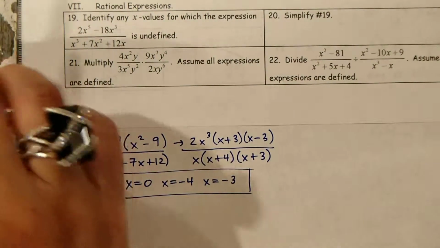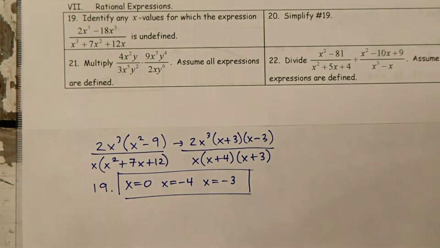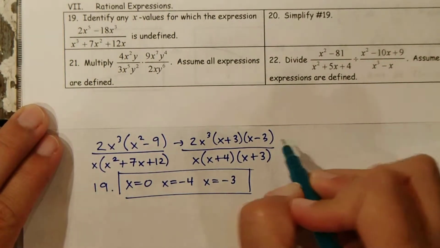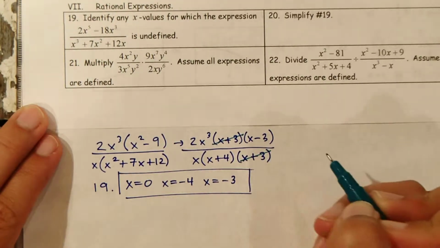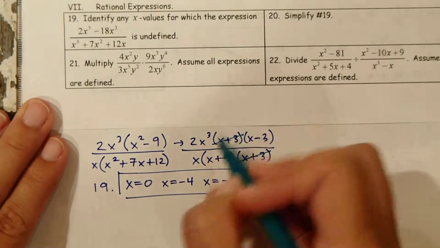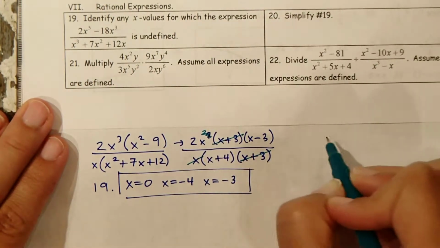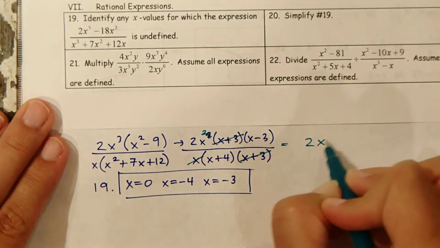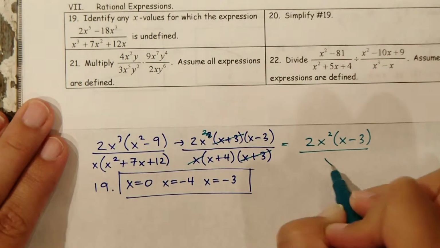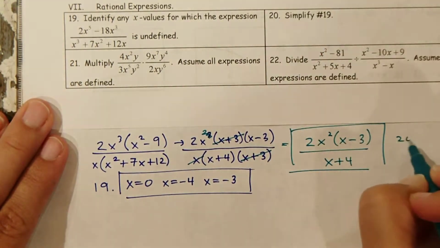Now to simplify this, we can go through and cross out what we can. So I see this x plus 3 and this x plus 3 here. And we can take away one of these x's and one of these x's, so it becomes squared. So this is going to equal 2x squared, x minus 3 over x plus 4. And that's it. That's going to be our answer for number 20.